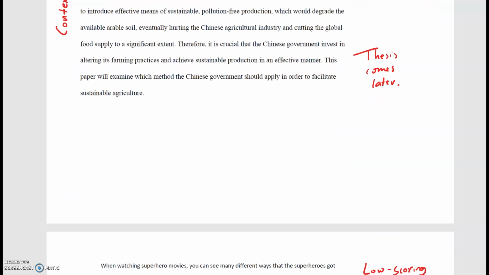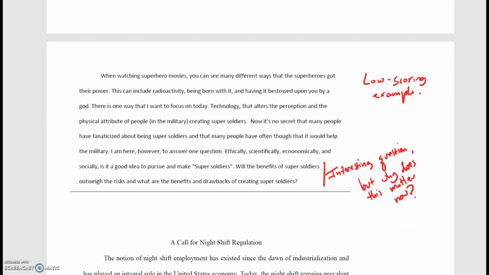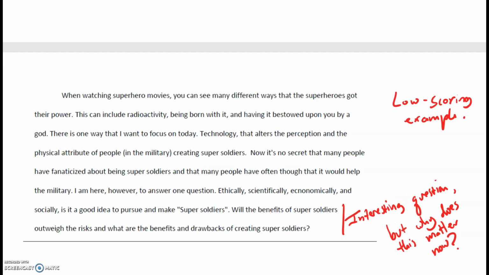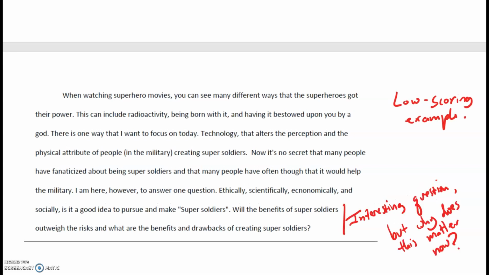Now, I want to contrast this particular introduction with this one. This sounds like it could have been an interesting paper, but it ended up being fairly low scoring.